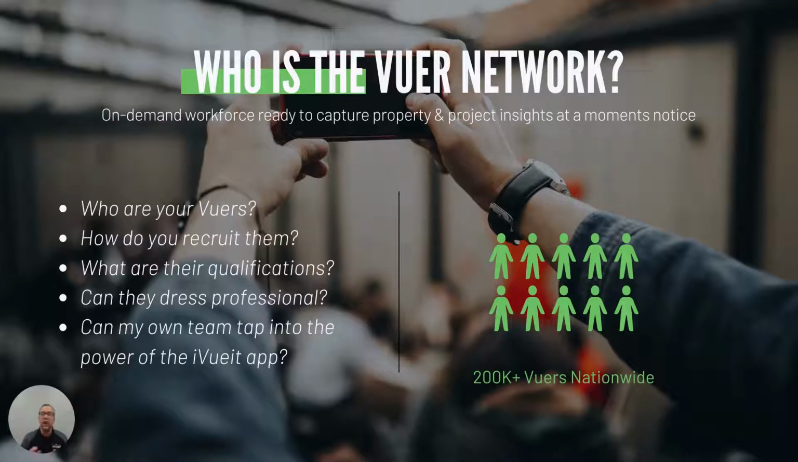Each customer has the ability to create their own private network of viewers. We can take the views that you request, and you say, hey, I want this to only go to my contractors. We then make sure that those views go out and are only available to your private network to access and complete. So you're getting all of the value out of the iVueit platform and the mobile app, but instead of using our viewer network, you're using your own internal teams.